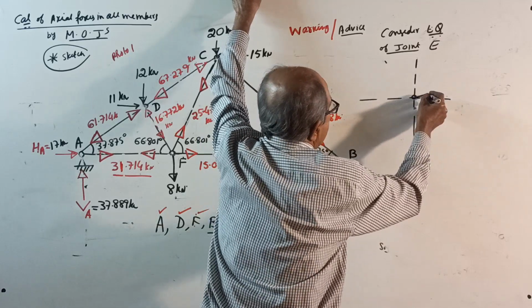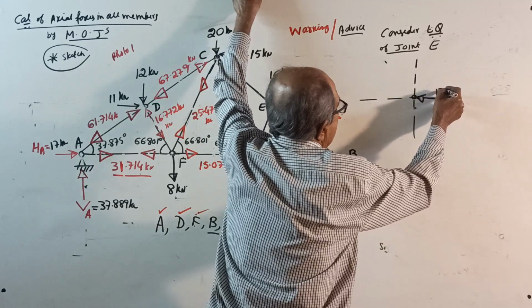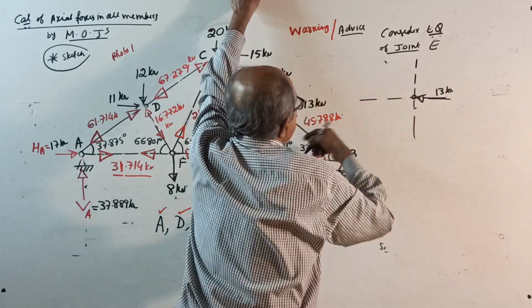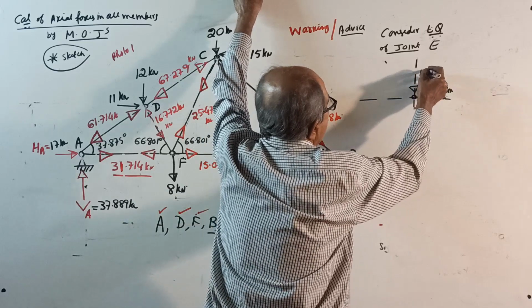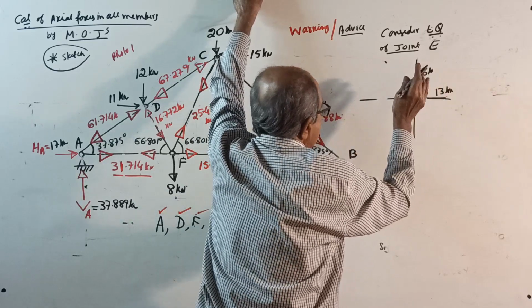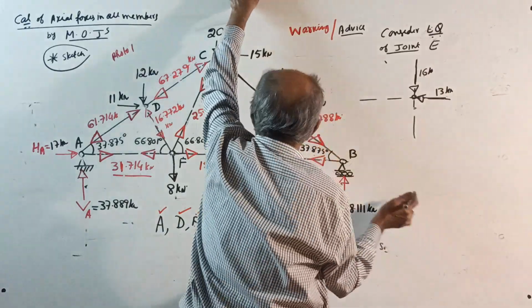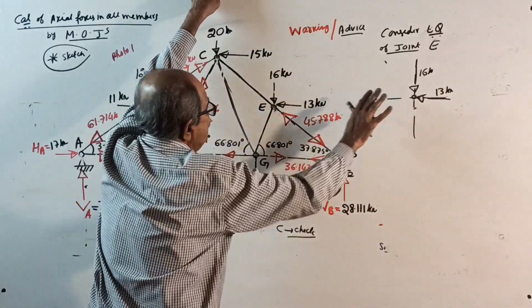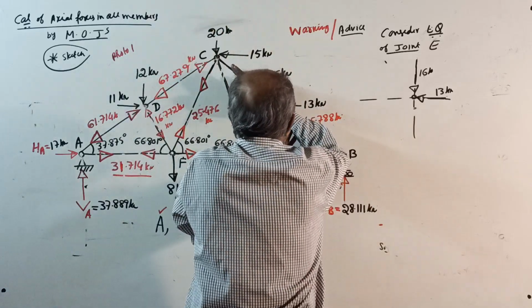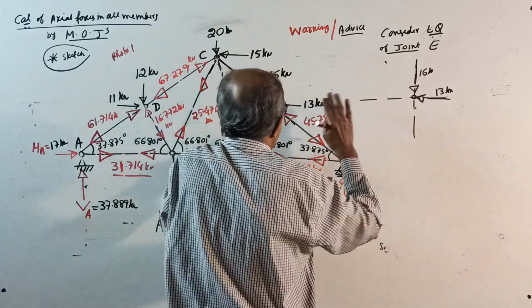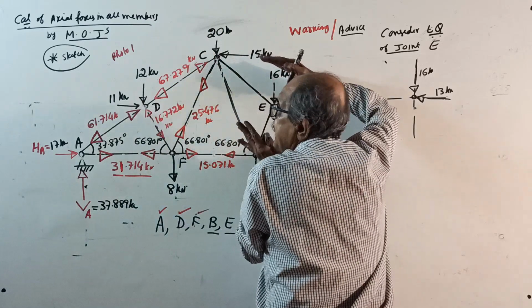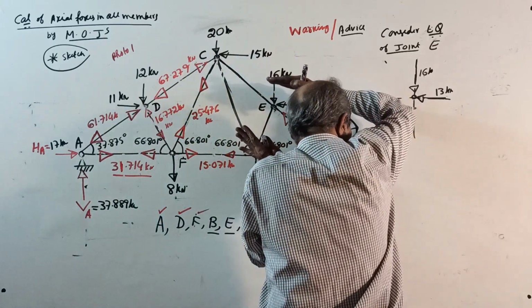E. Okay. 13 kilonewton. 16 kilonewton. See, even if I solve here, when I enter the answer here, I don't look there. I will see my own calculation. Then I check the answer. I will enter the answer here based on my calculation. Then I will see what I got there.